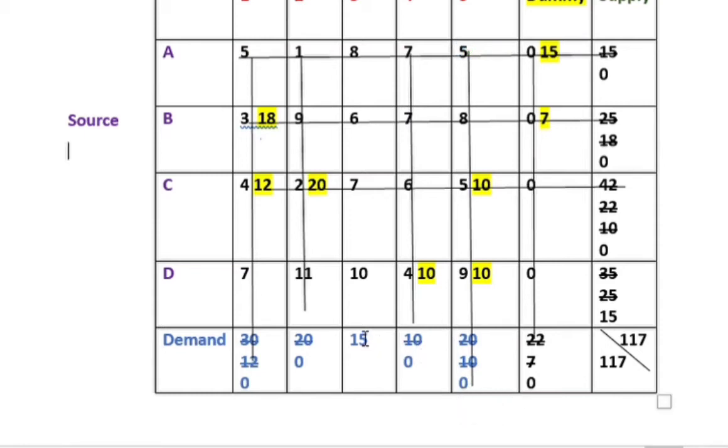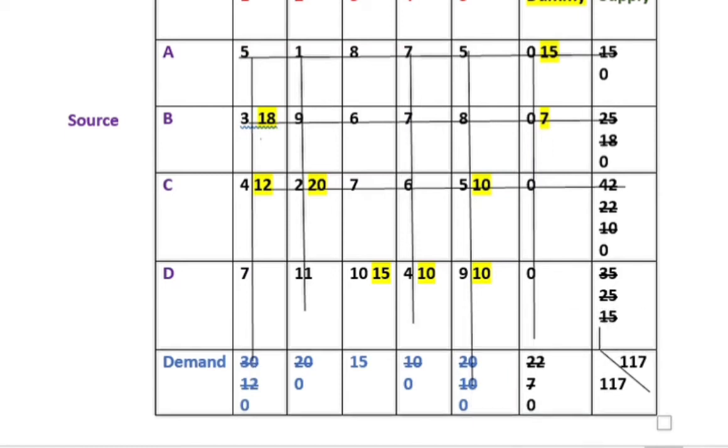Now we have left only one cell, that is D3. So there is 15 demand, so I will write 15 here, and here is a 50 supply. So our solution is correct as 0 supply has been left, and here also 0 demand has been left.